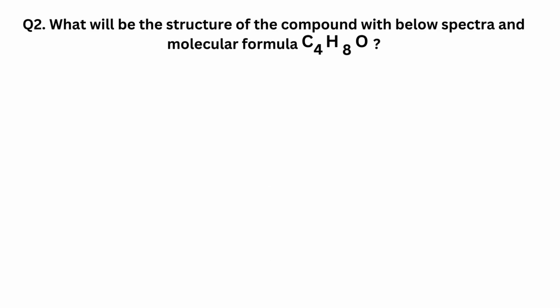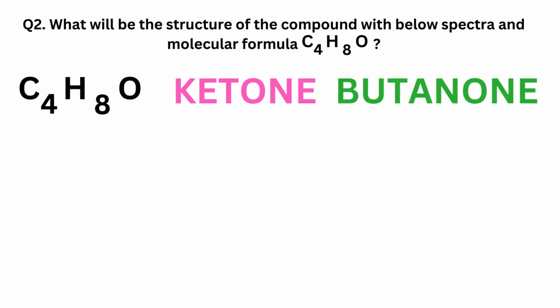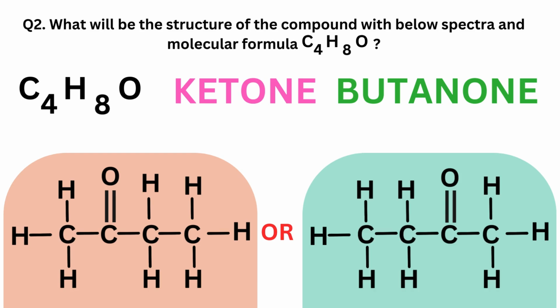Now let us write down the structure of the compound from this information. Molecular formula is C4H8O, and it is a ketone. So a ketone with 4 carbons will be butanone. So 2-butanone is the answer, and the structure of the identified compound is given here.